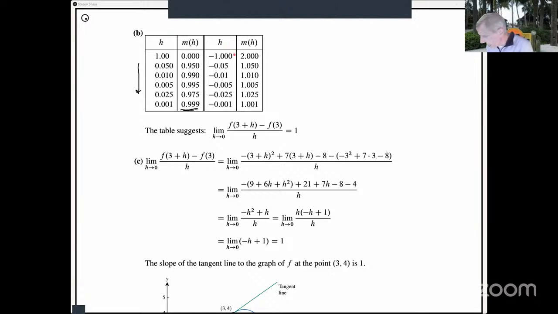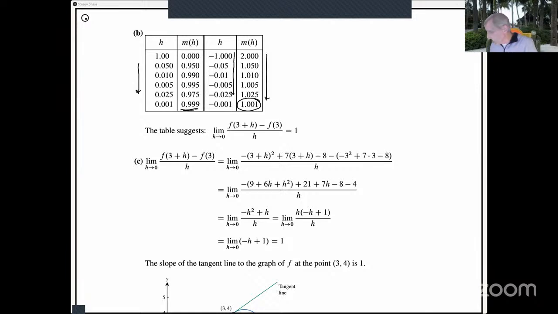And notice they seem to be getting closer to 1. And again, as h gets closer and closer to 0, but this time from the left-hand side, the values of m once again seem to be getting closer and closer to 1. So this is a tabular or numerical way to look at this difference quotient. It suggests that the limit as h gets closer and closer to 0 is indeed 1. It's not a proof, but the table certainly suggests that.